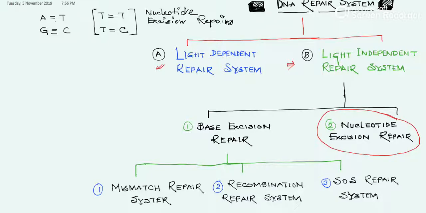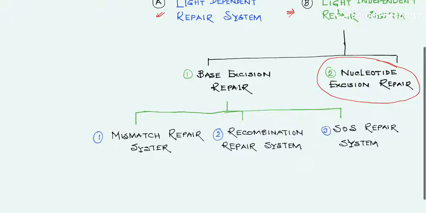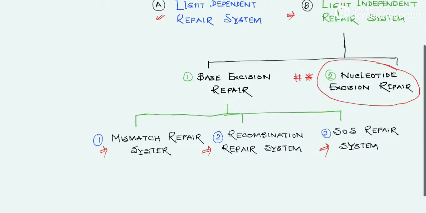The light independent repair mechanism is again subdivided into two parts. One is base excision repair, and the other is nucleotide excision repair. Base excision repair is again subdivided into three parts: mismatch repair, recombination repair and SOS repair. Today we are going to discuss the main topic of today, that is nucleotide excision repair. So let's start with this topic.